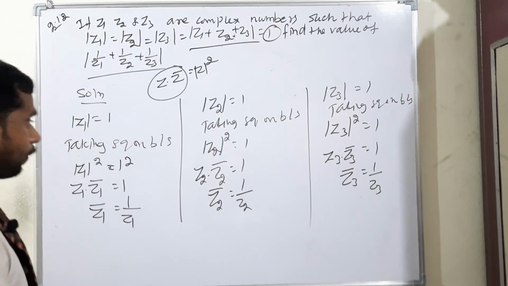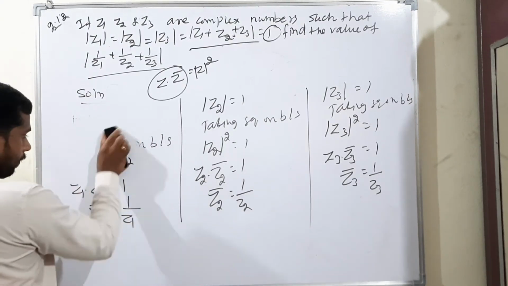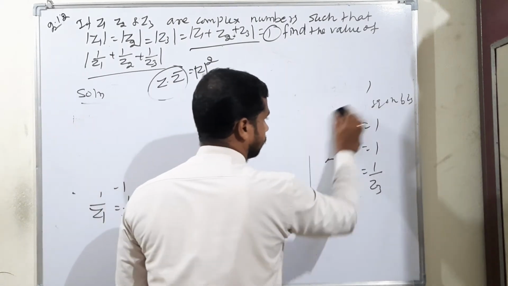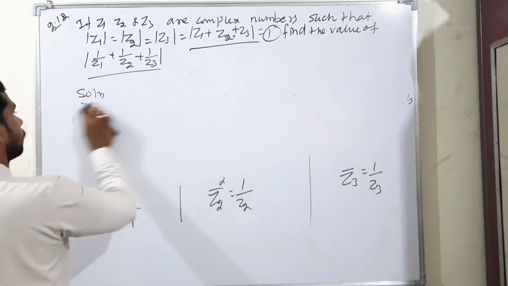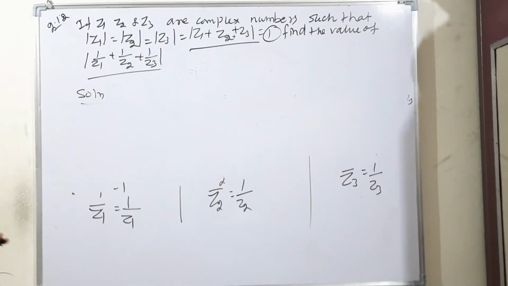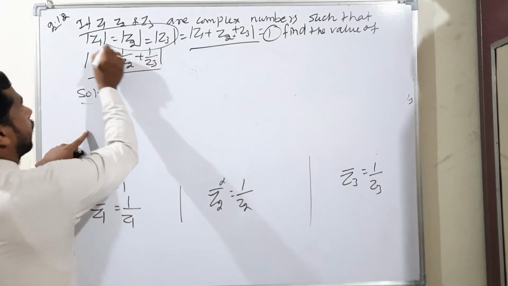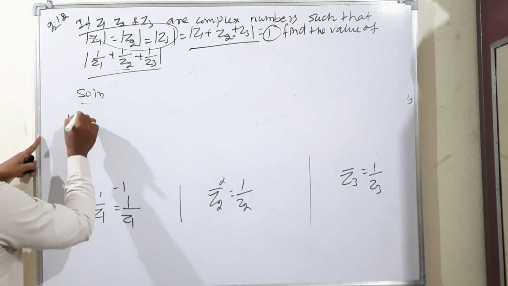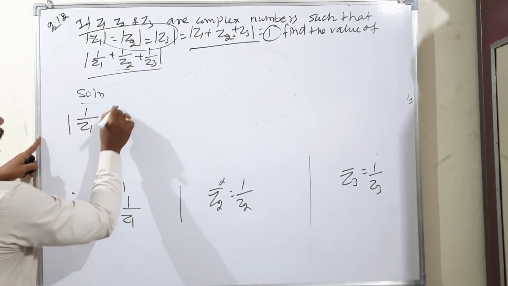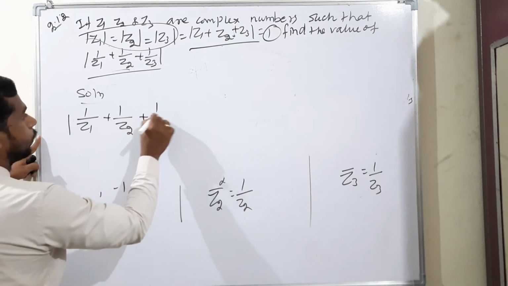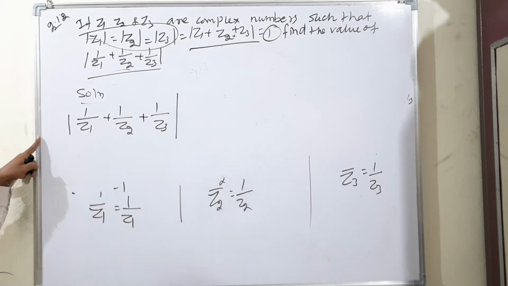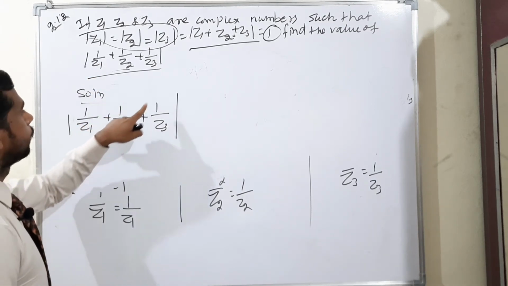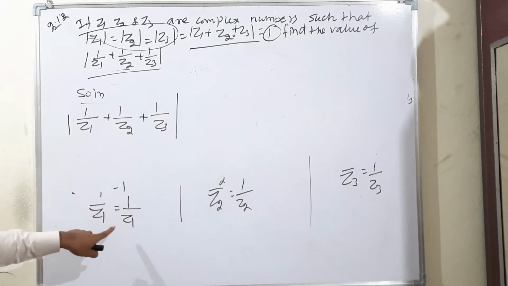After finding these three terms, I will take the first three terms and find the value we need. We need to find the modulus of 1 by z1 plus 1 by z2 plus 1 by z3. So we have 1 by z1 plus 1 by z2 plus 1 by z3.